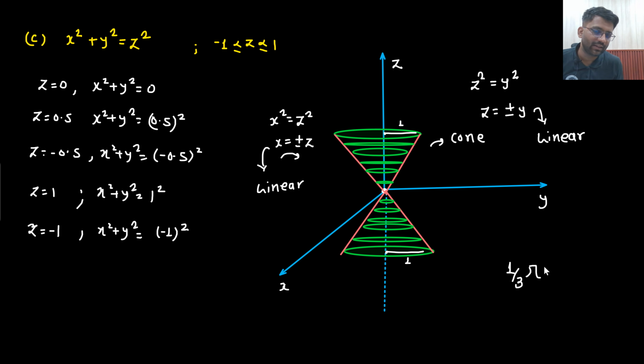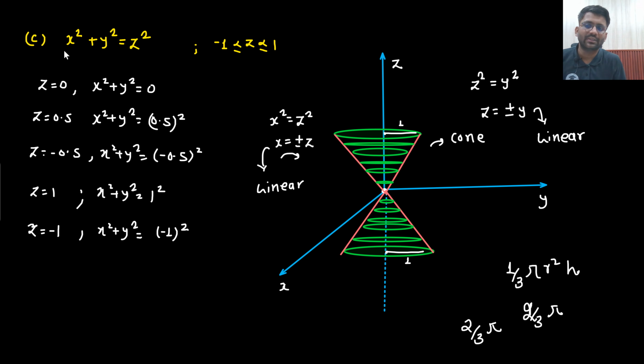1 by 3 pi r square. What will be the height here? How much height have we taken? We have gone till 1 only, no? Here the radius was 1 and the height also we have gone till 1 only. So 1 by 3 pi, r square value is 1. So 1 by 3 pi, and downward as well the same scenario would be there. So the answer would be 2 by 3 pi if they ask the volume of this particular thing.